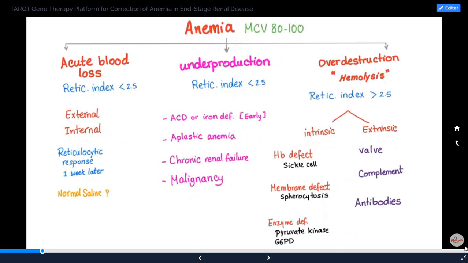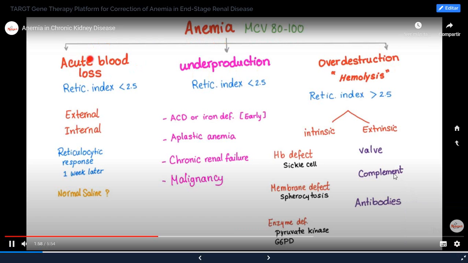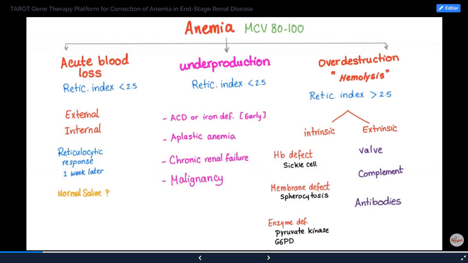Okay, but first I would like to answer a question from the previous video. In the last video on aplastic anemia, there was a question. The answer to the question will be D, phenytoin. Now, back to anemia in chronic kidney disease. As you know, the normocytic anemia, where the MCV is 80 to 100, has three main causes: blood loss, underproduction, overdestruction. Of course, the blood loss has to be acute. Underproduction has many causes.